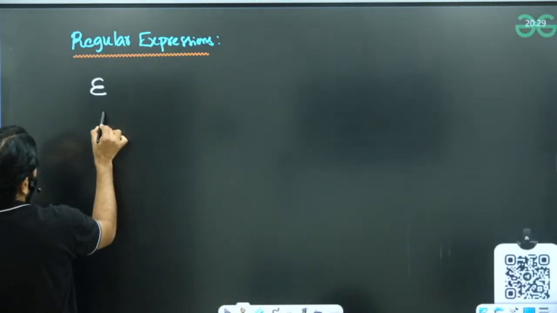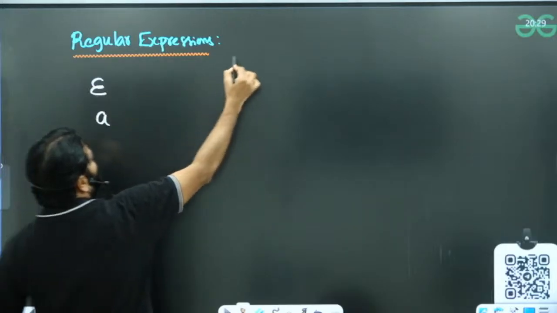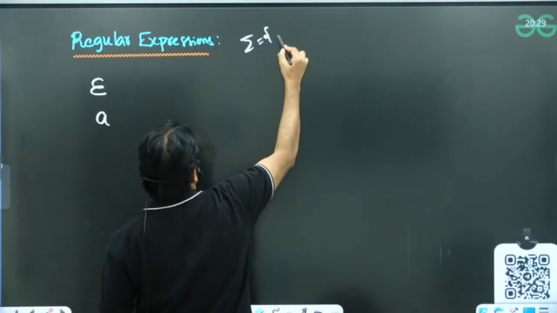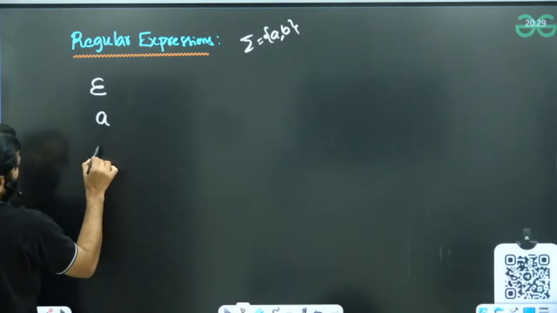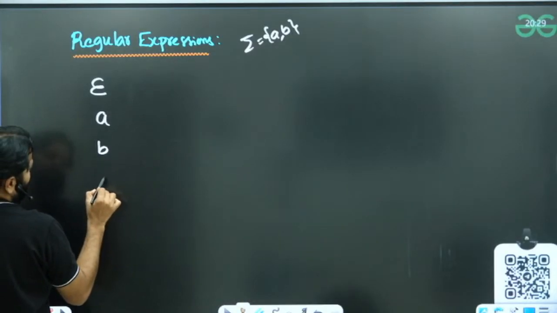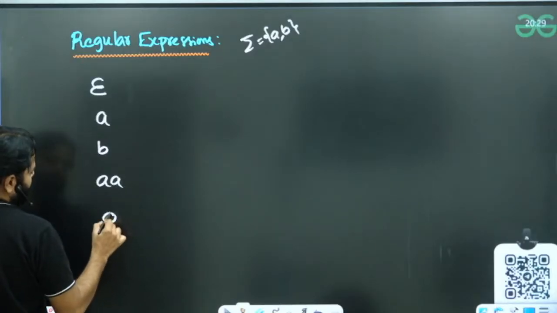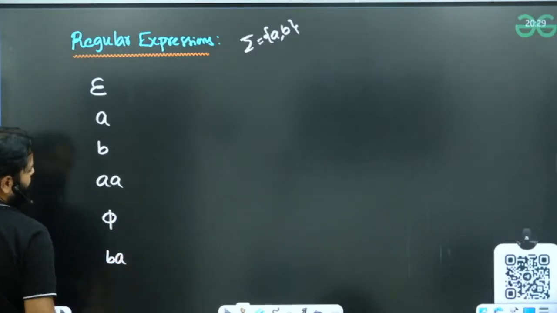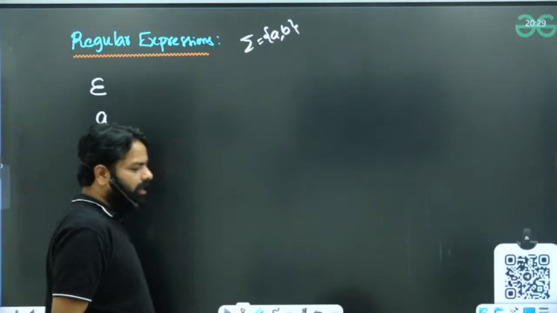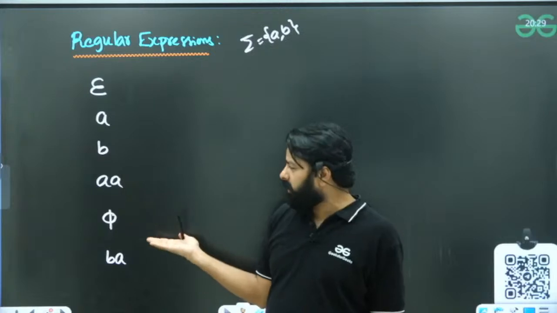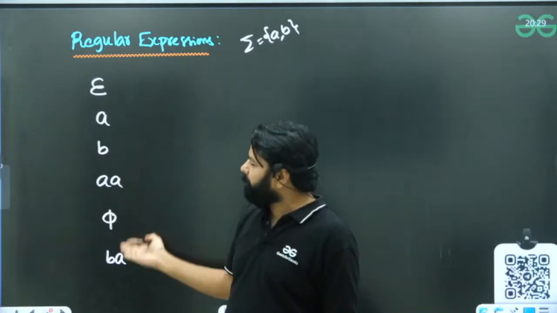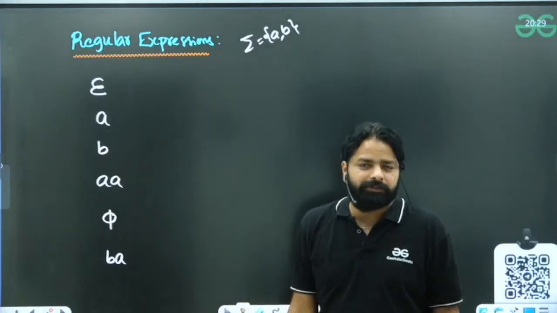Epsilon, a. Assume that sigma is equal to {a, b}. I'm using this notation for sigma equal to {a, b}: pi, epsilon, a, b, and aa. First, my question is, are these regular expressions? I don't have any operator here. Looks like it, right? I don't have any operator, but do we call them regular expressions?